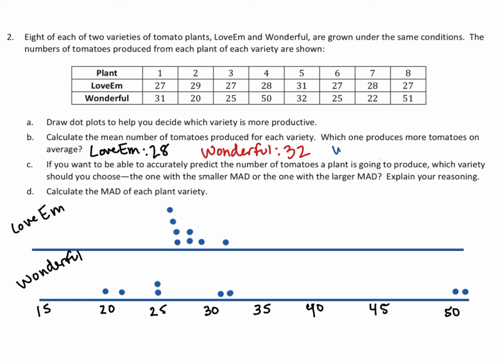If you want to be able to accurately predict the number of tomatoes a plant is going to produce, which variety should you choose? The one with the smaller MAD or the one with the larger MAD? And explain. If you want to be able to accurately predict the number of tomatoes a plant is going to produce, you want there to be less variability so that it's easier to predict, which means you want the one with the lower MAD or the smaller MAD.